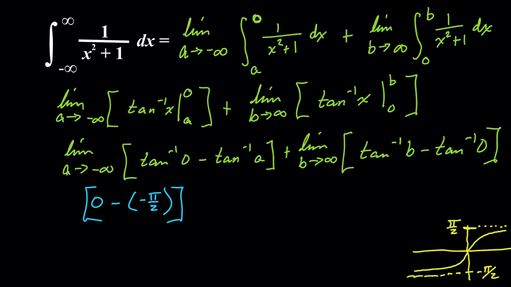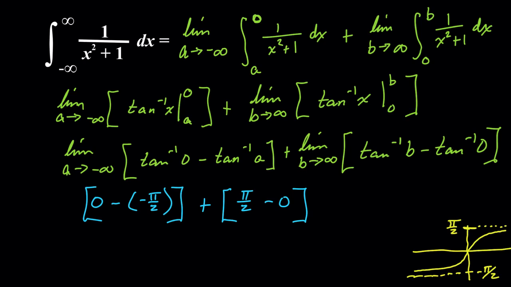All right, so now we do the same thing over here. We're going to have plus the limit as b approaches positive infinity. Well, tangent inverse of very large numbers: as we move further to the right, these values get closer and closer to pi over 2. And so that becomes pi over 2. And then tangent inverse of 0 is 0.